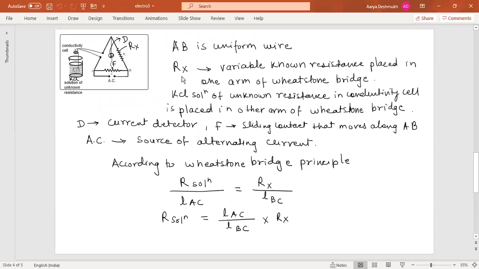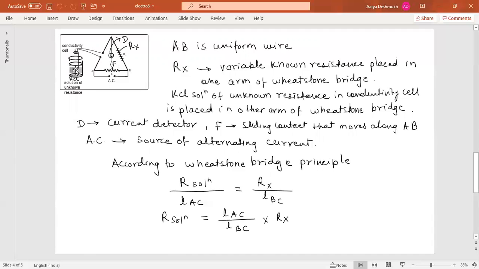This is your Wheatstone bridge. Here at this end, the solution of the unknown resistance is joined here, and this is your conductivity cell. Actually, it is immersed with the electrodes, or the platinum electrodes. It's immersed in this one arm of the Wheatstone bridge. This is the known resistance. It is joined here. This Rx is the variable known resistance placed in the one arm of the Wheatstone bridge.